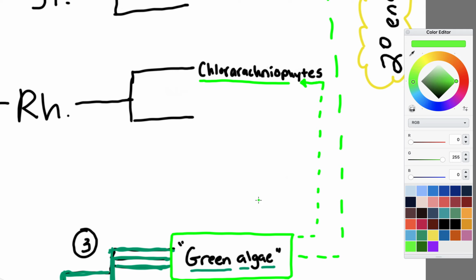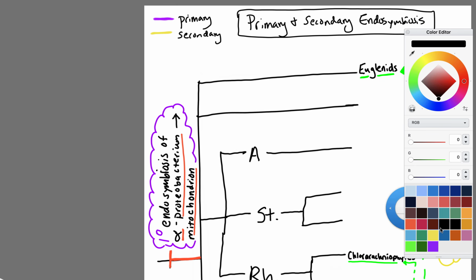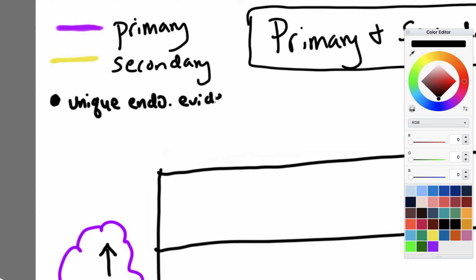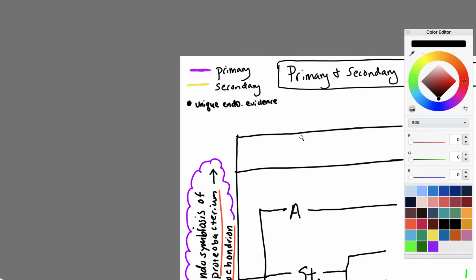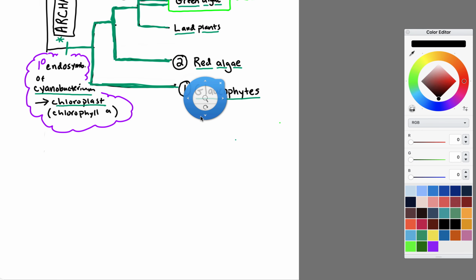And chlorarachniophytes are interesting because they have a very nice piece of evidence of secondary endosymbiosis. So I'm going to actually just, because I don't want to get too crowded, draw a little dot here. And I'm going to add this up to the top. There's so much evidence for endosymbiosis, but there's some unique groups. For example, let's add this in. The glaucophytes that we talked about before. Let's put a dot by them.